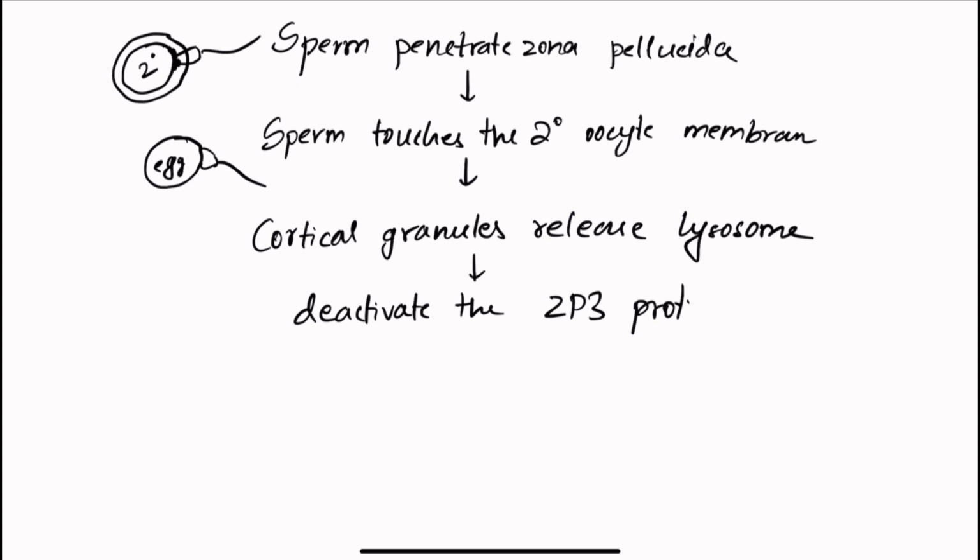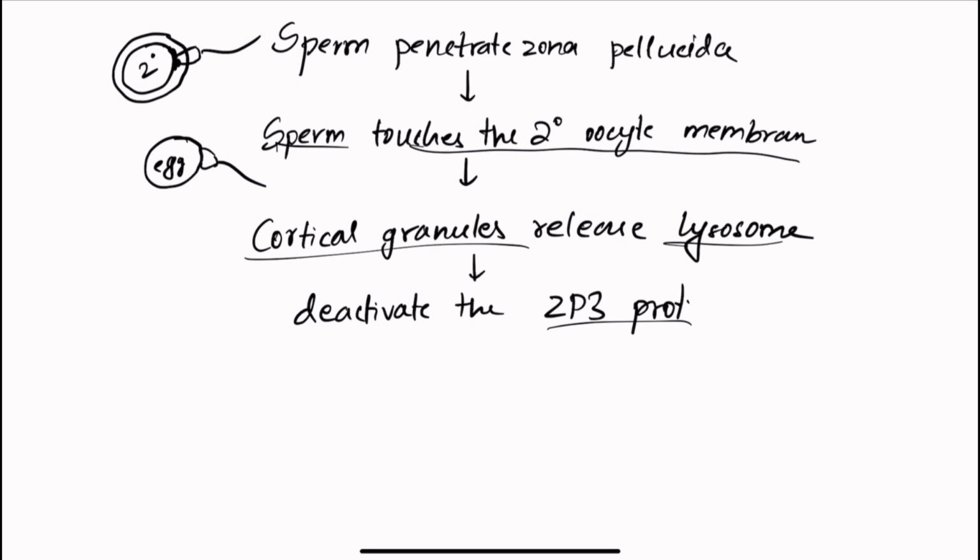Poly means multiple and spermy refers to sperm. So multiple sperms can't fuse with one single egg due to the deactivation of GP3 protein by lysosome secreted by cortical granules once the sperm touches the secondary oocyte membrane.